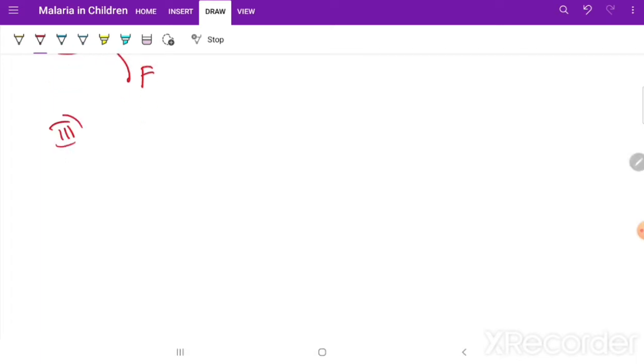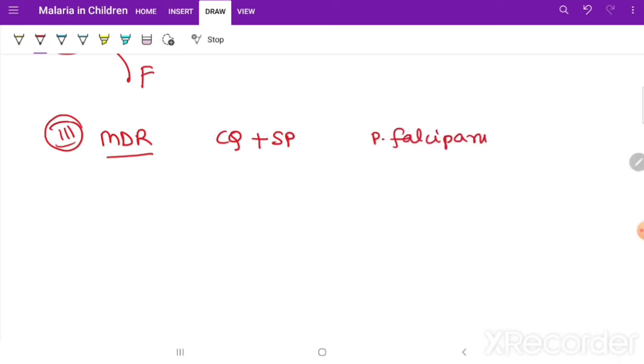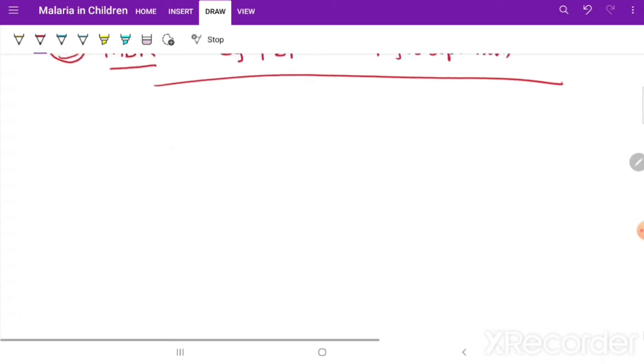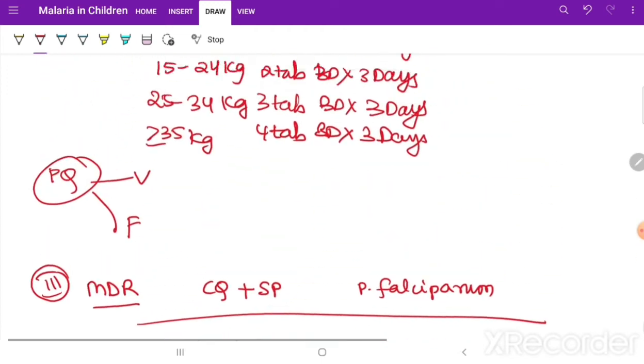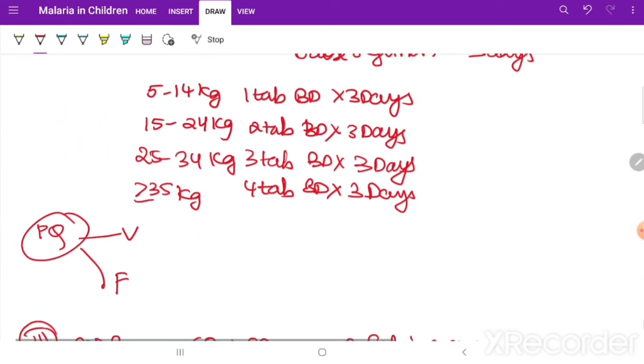This regimen is recommended treatment for MDR malaria, multi-drug resistant. What do you mean by multi-drug resistant malaria? Which is resistant to both chloroquine and sulfadoxine pyrimethamine combination. Okay, so this is most likely going to be falciparum. So what do we do in this scenario? We give the same combination, that is artemether lumefantrine combination as described above. This one we described, right? This entire thing, co-formulated tablets, you can give this.